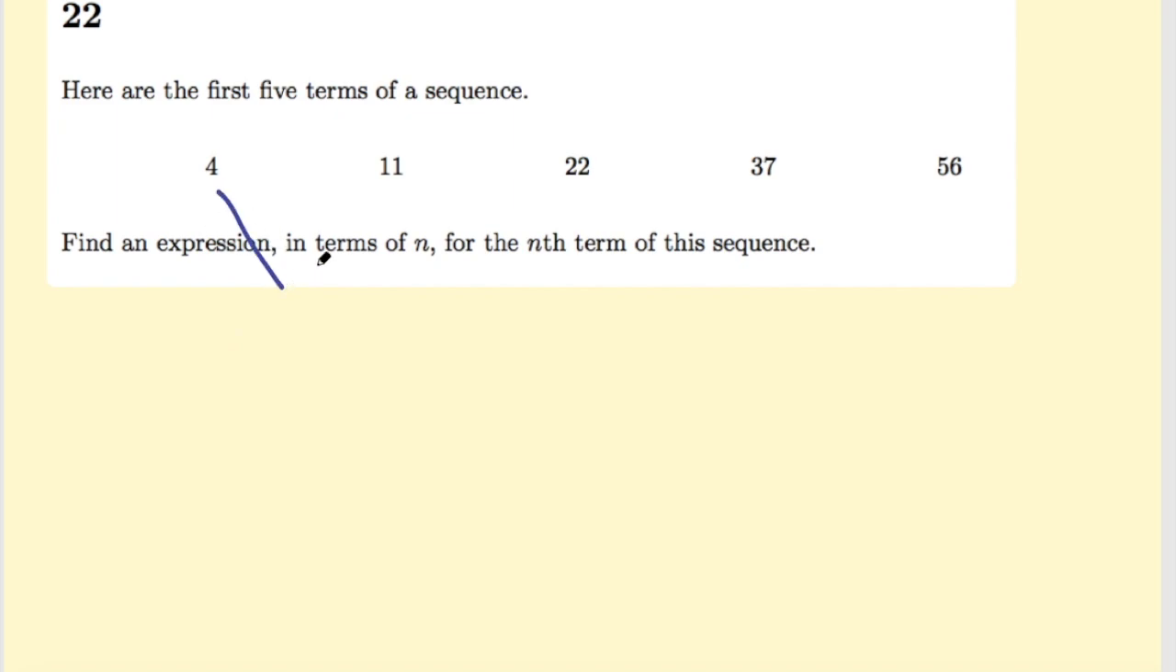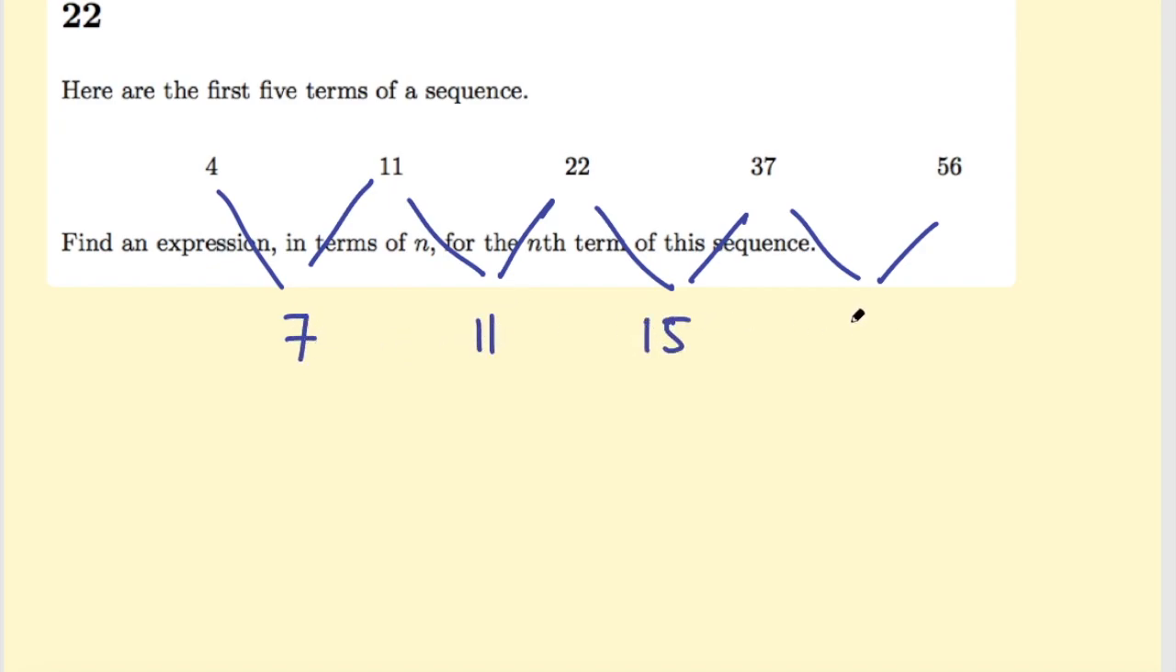So let's just start by finding the first difference. In this one, we're going up by 7, then 11, then 15, and then 19. And this doesn't look like it's very helpful because it's not a set difference. So we go to the second difference, and this is going up by 4, this is going up by 4, and this is going up by 4.